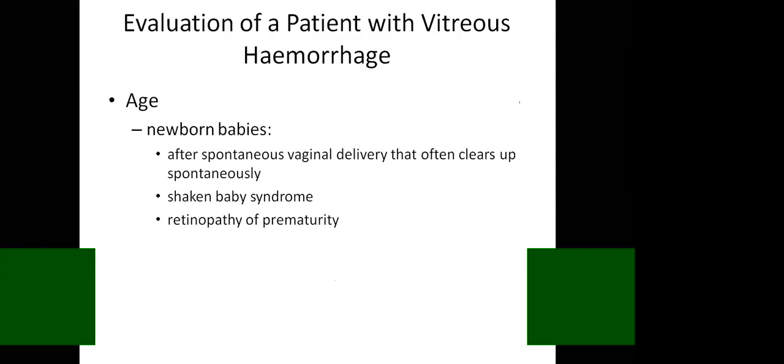So when you're evaluating a patient with vitreous hemorrhage, you need to keep at the back of your mind these 4 pathogenic mechanisms, take a good history, and examine the patient thoroughly, the eye with the hemorrhage as well as the other eye, trying to look for which one of these pathogenic mechanisms may be involved. So age is a useful factor to look at. In newborn babies, sometimes it can happen in spontaneous vaginal delivery because of the trauma of the process, and that will tend to clear up by itself. Shaken baby syndrome in cases of abuse, and ROP because of retinal ischemia and the ischemic drive.